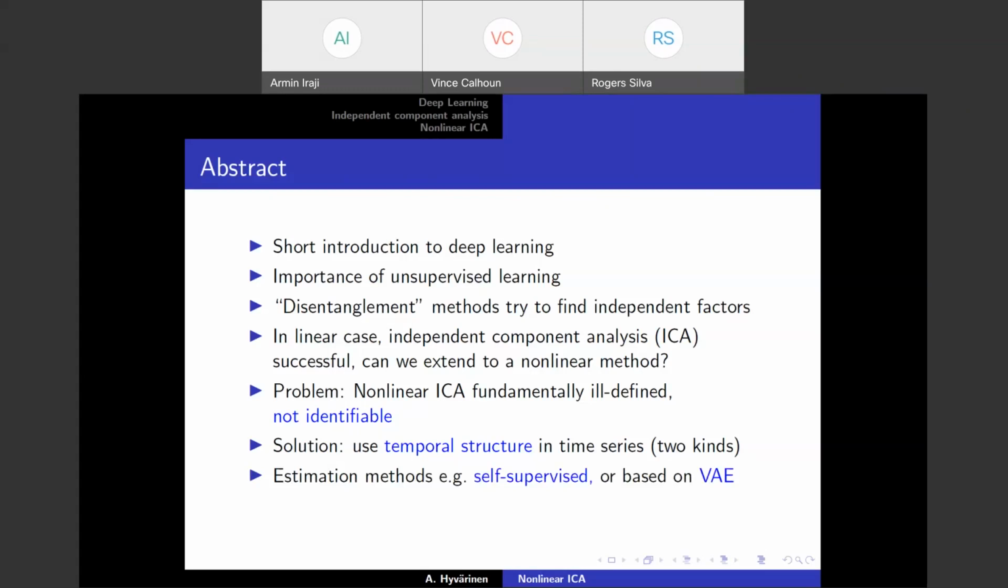And then we will use this temporal structure in various ways, some of which are self-supervised methods, a very fashionable way of doing unsupervised learning these days. Or then we have more principled maximum likelihood-based methods related to variational autoencoders. And I will talk about applications to EEG and MEG here and there.